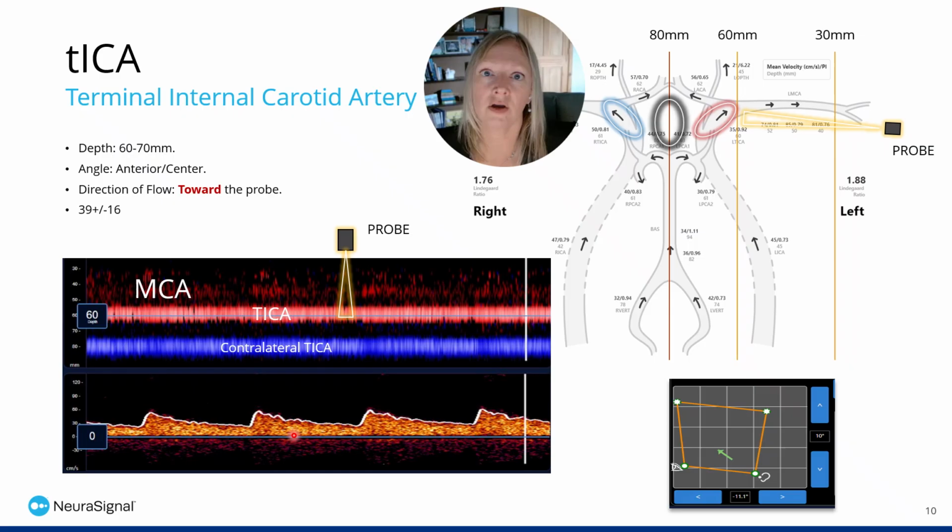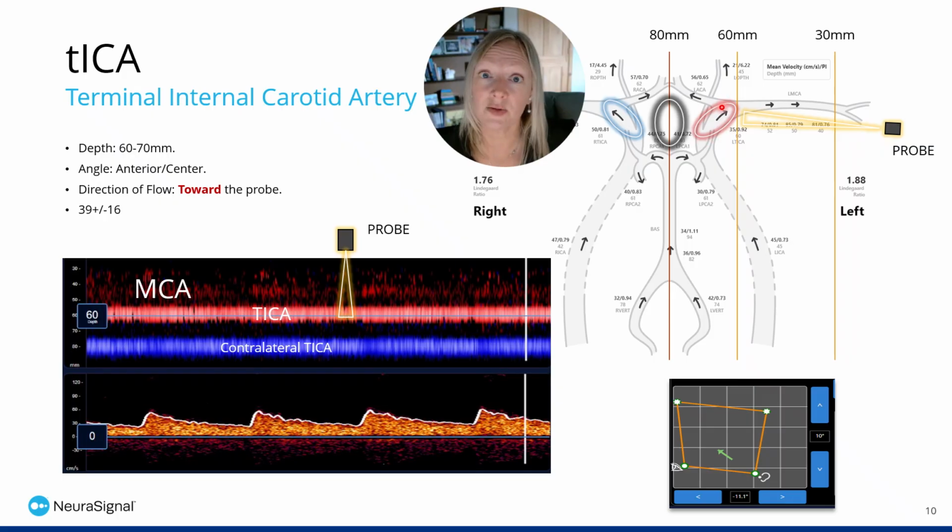Moving right along, the next vessel to identify is your terminal ICA. From your MCA-ACA bifurcation, you will angle inferiorly. Start turning that probe slightly towards the patient's chin. And once you start turning the probe towards the patient's chin, you will see that blue ACA will start to disappear and red will appear where the blue was. Because when you're angling towards the chin, you will identify that terminal ICA here.